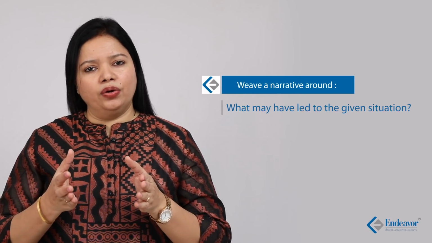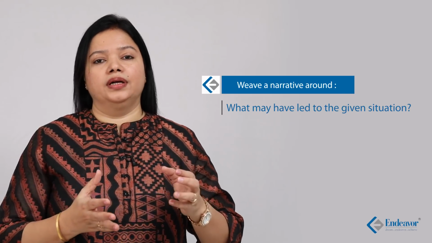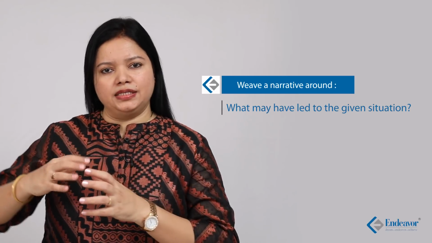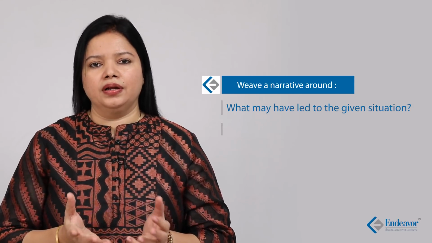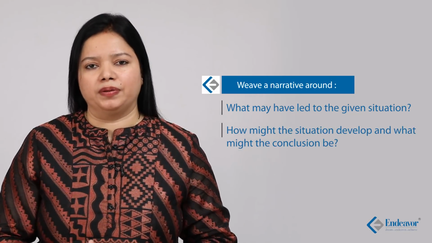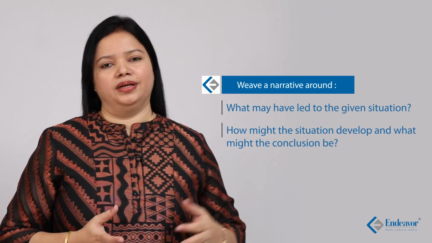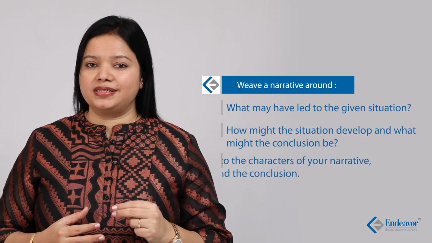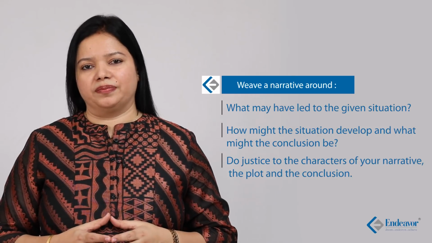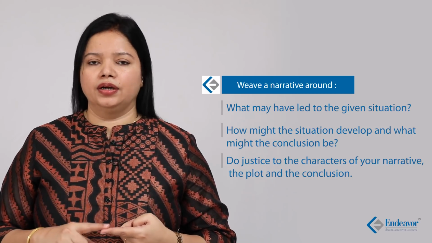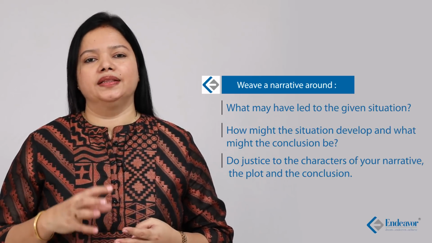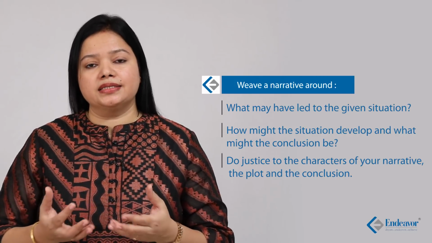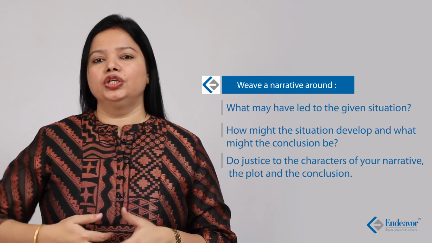And now I look at what this could develop into. Where does it come from? That is, what led to this situation? How could this situation develop? What could its logical conclusion be? In developing a story, do justice to the three aspects of the story. 1, the characters. 2, the plot. And 3, the outcome.